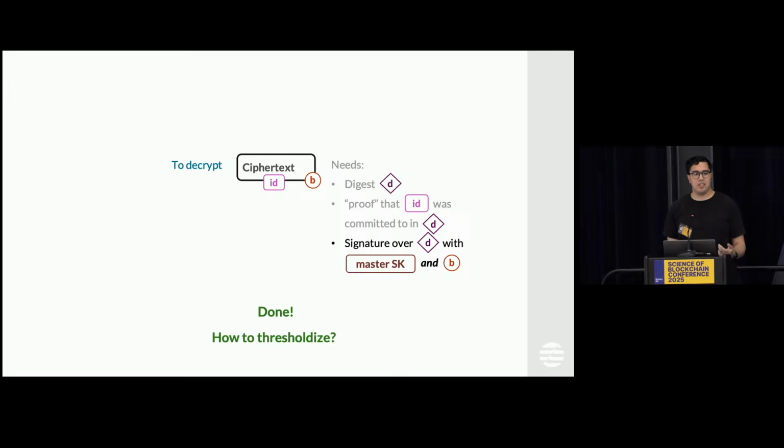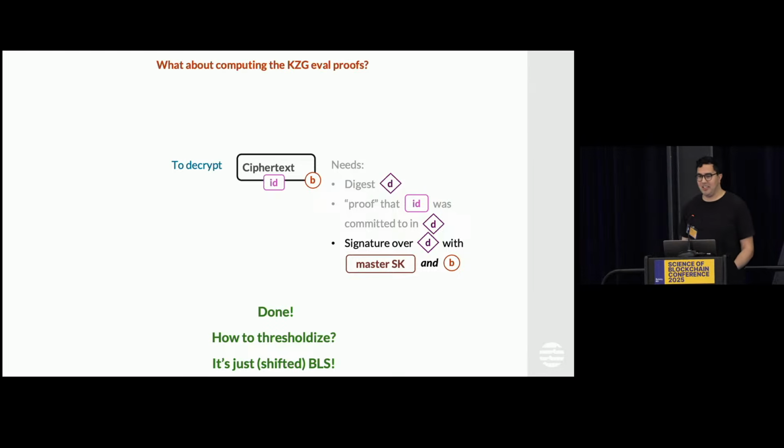Maybe you noticed. One is how do you thresholdize such a scheme? It turns out that thresholdizing is actually very easy, because you thresholdize it exactly the same way that you thresholdize Boneh-Franklin, which is exactly the same way that you thresholdize the BLS signature scheme, because we're using basically almost a BLS signature.